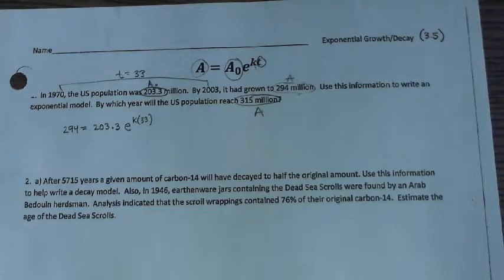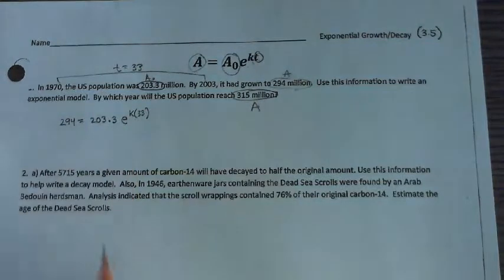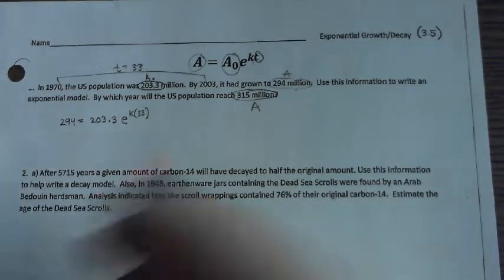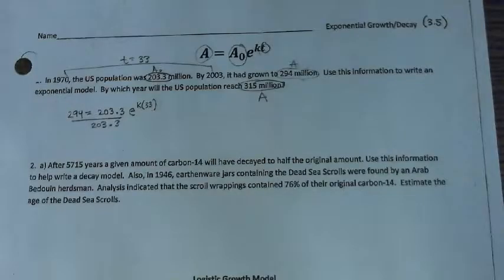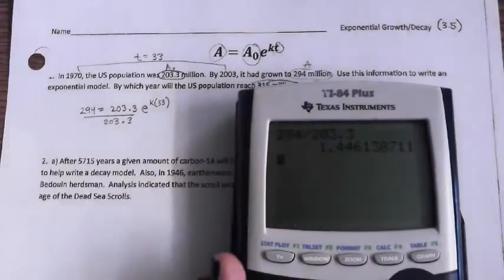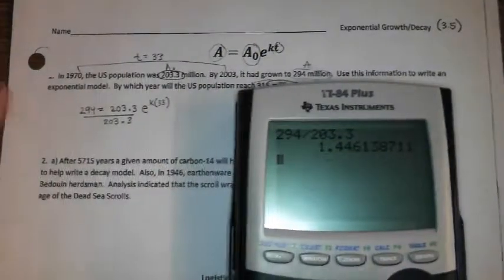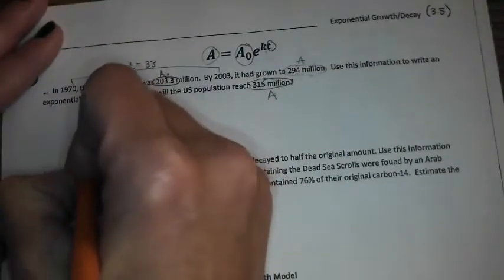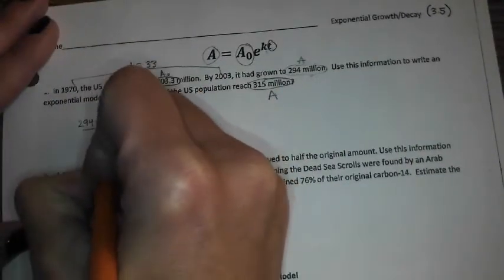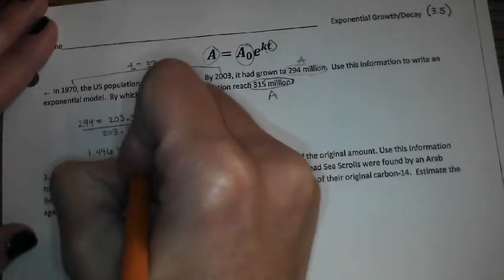Okay, but in the meantime, we need k. So divide both sides by 203.3. This is definite calculator stuff. There will be 2 supplemental questions on your test on Monday that are calculator questions. 294 divided by 203.3 gives us kind of a crazy number. I can round when I'm writing it on my paper, but I'm going to keep that answer on my calculator. I'll just write down 1.446 equals e to the 33k.